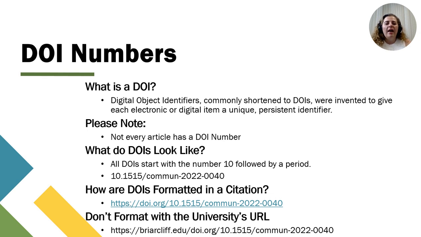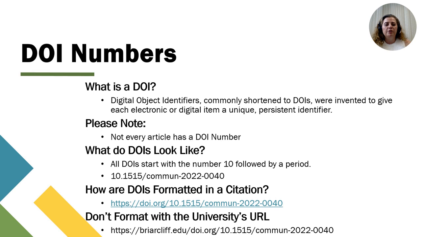Please note that not every digital online academic article has a DOI number, and these are for academic articles. The ones that don't tend to have it are older articles, since DOI numbers are more of a recent addition into identifying citation information, as well as anything that's in the pre-publication stage. So if it hasn't been fully published yet, it will not have a full DOI number.